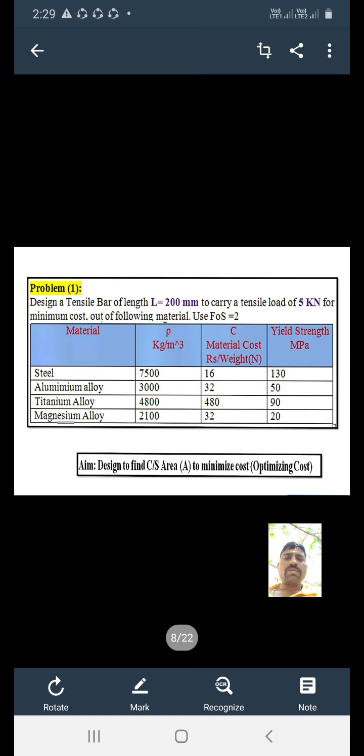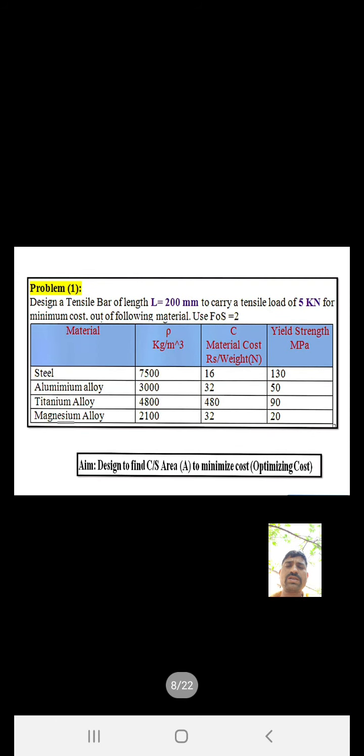Design a tensile bar of length L is equal to 200 mm to carry a tensile load of 5 kilonewton for minimum cost. Out of the following materials, use factor of safety is equal to 2. Okay, what we want, our aim in design is to find out the cross sectional area A and to minimize the cost. It is also called optimizing cost.